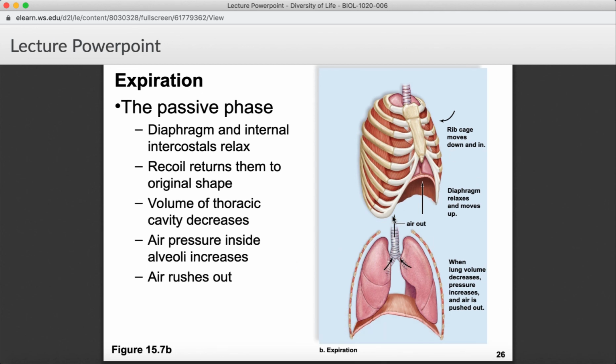This is also why when people are out of breath, you'll see them brace themselves on their arms. They're actually providing an anchor point for the secondary muscles of respiration to pull off of, so that it helps them to expand their ribs more.